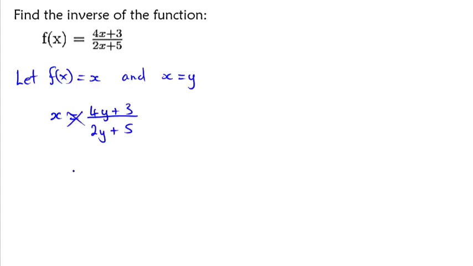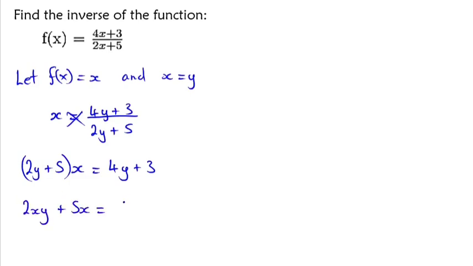So step number 1 is to cross multiply. So this will give us 2y plus 5 multiplied by x, and this is equals to 4y plus 3. So since we're making y the subject of the formula, then I'll need to expand here. So 2y times x gives us 2xy. 5 times x is 5x. This is equals to 4y plus 3. So 2xy minus 4y is equals to 3 minus 5x.